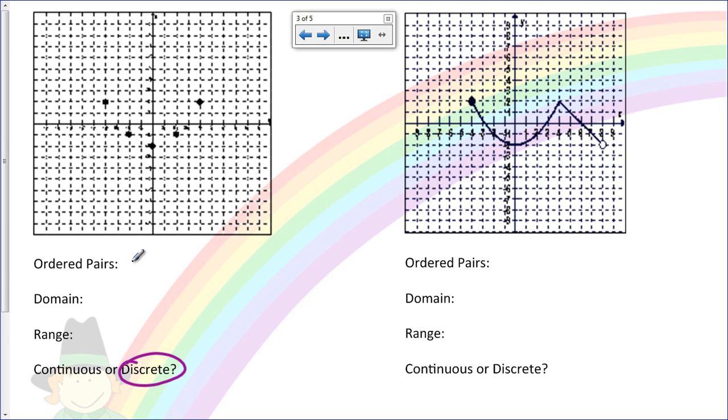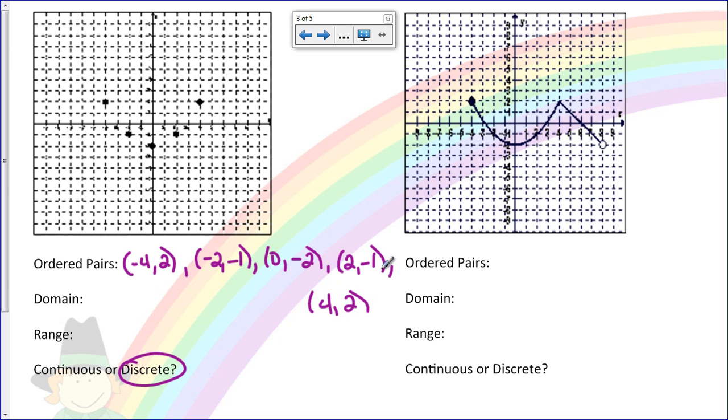The first thing it asks us to do is list the ordered pairs. So we're going to start on the left and work our way over to the right and list the ordered pairs. So this is our first ordered pair right here, and it looks to me like that is at negative 4, up 2. The next ordered pair is this one right here, and it looks like it's at negative 2, negative 1. And then this ordered pair is going to be at 0, negative 2. This next ordered pair is going to be symmetrical with this one, so it's going to be at 2, negative 1, and then the last ordered pair is going to be at 4, positive 2.